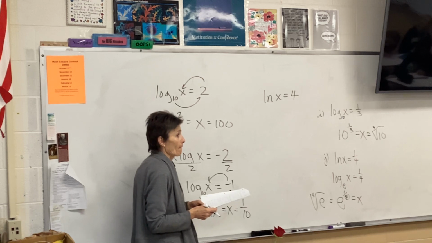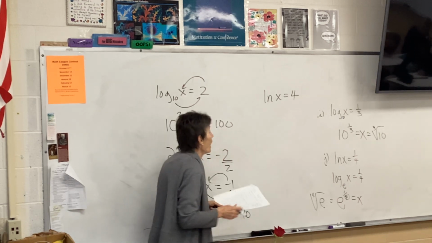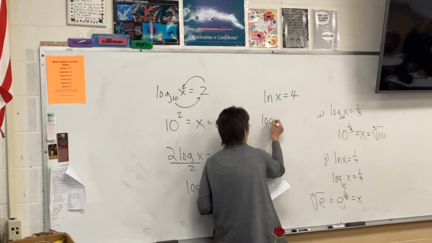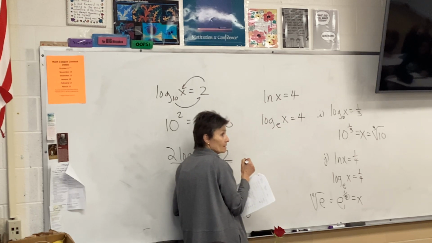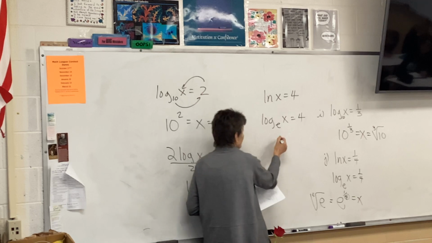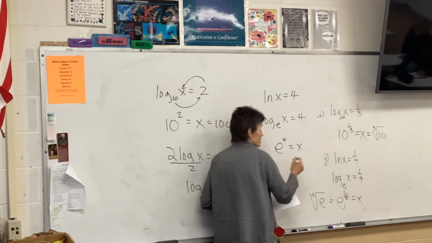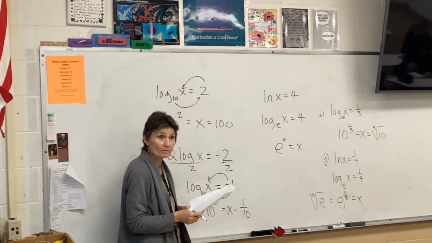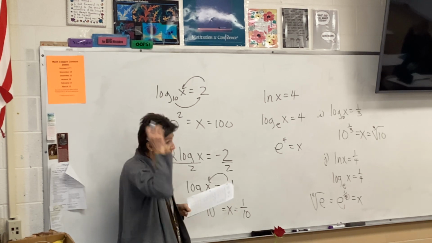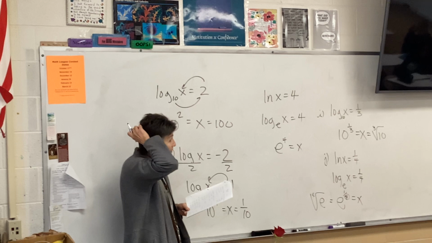All right, ln x equals 4. So it's e to the 4. I'm going to rewrite this as log base e. And then Kate said it's going to be e to the 4th equals x, is she right? And I'm done with that one, e to the 4th. Anybody have a question, problem, issue?